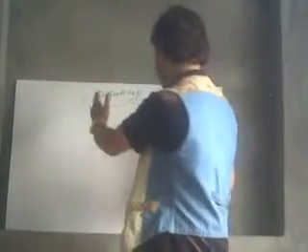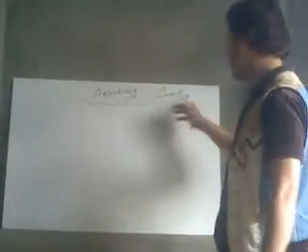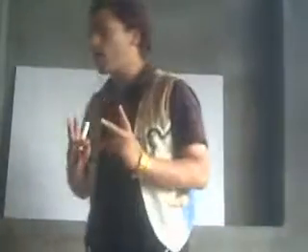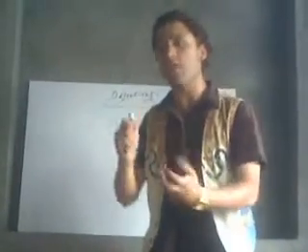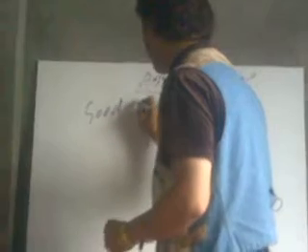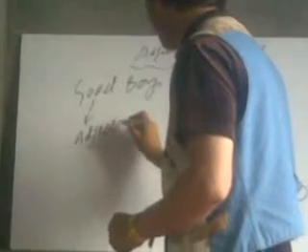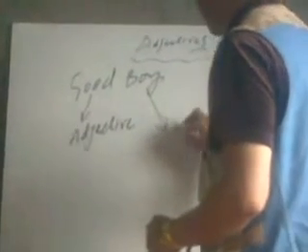Dear students, today our lesson is adjectives. We call that sifat. Unlike English, Arabic does not follow the English rule; it is opposite to English. For example, I will quote an example here. I can say good boy. This is the adjective, and this is the noun.